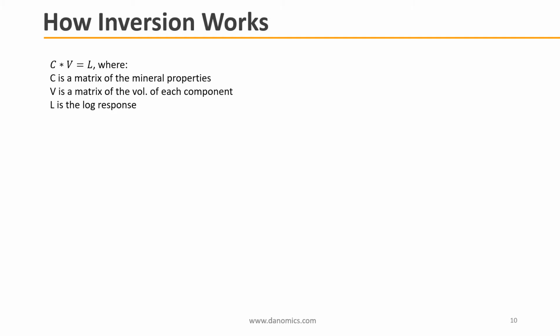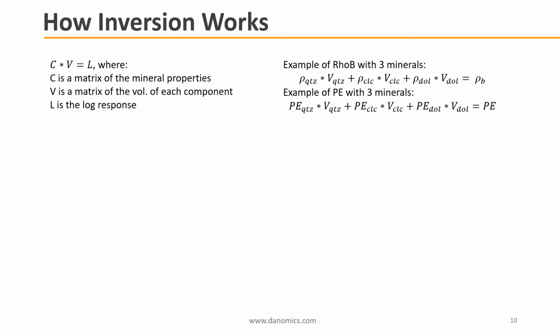It basically involves a little bit of matrix math, where if you have a matrix of mineral properties, and you know the volume of those minerals, you would be able to calculate the log response exactly. Let's look at a simple example. Say we have a system with 3 minerals: quartz, calcite, and dolomite. If we know the density of quartz, calcite, and dolomite, and we know their volumes, we should be able to calculate exactly what the bulk density of our rock is via this simple equation.